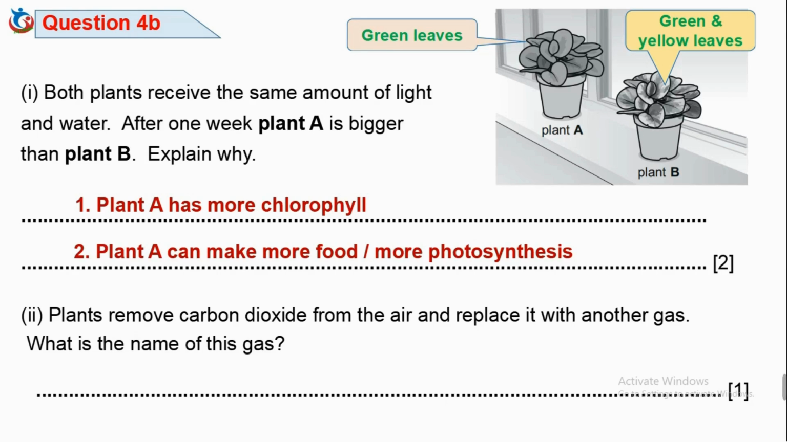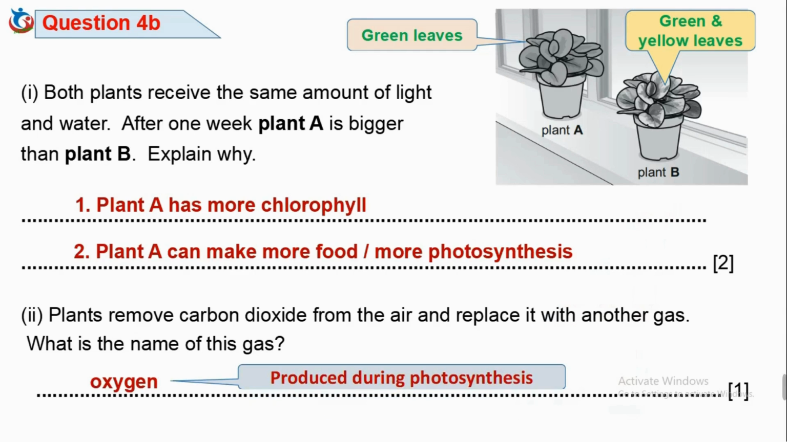Question 4b2. Plants remove carbon dioxide from the air and replace it with another gas. What is the name of this gas? During photosynthesis, plants take carbon dioxide from the air to make their own food and release oxygen to replace carbon dioxide in the air. So, oxygen is produced by plants during photosynthesis.